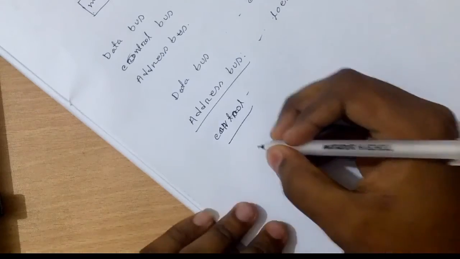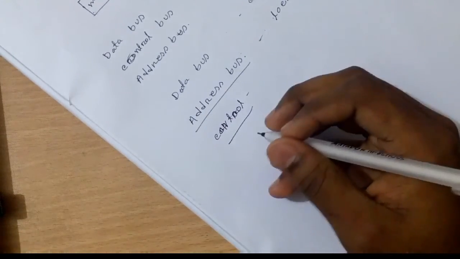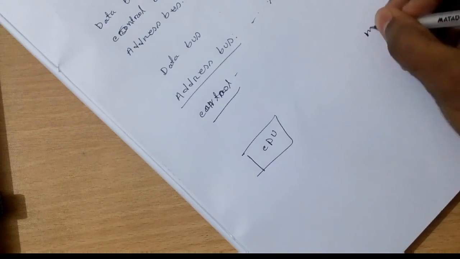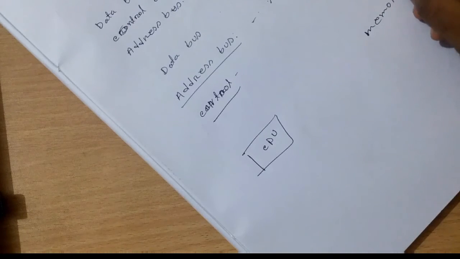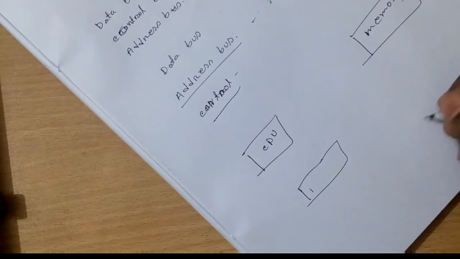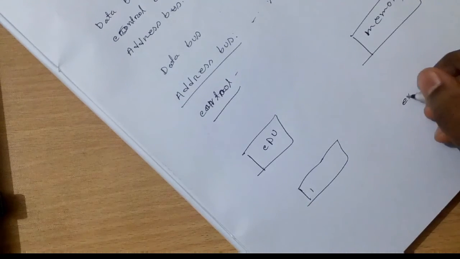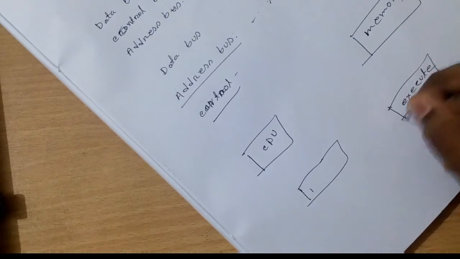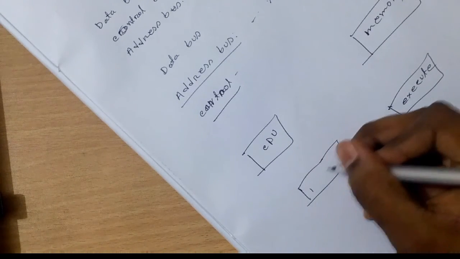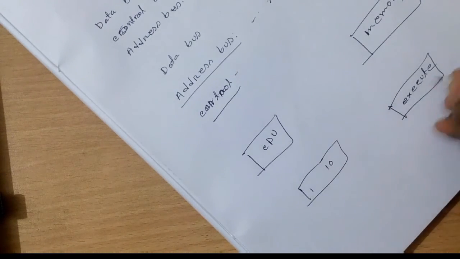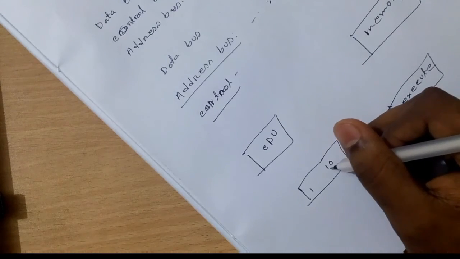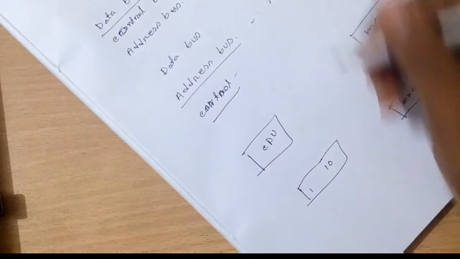Where do we use these three types of buses? For example, the CPU, memory, and input device. If the input is 10, typed on the keyboard, it comes from the input device over the data bus.